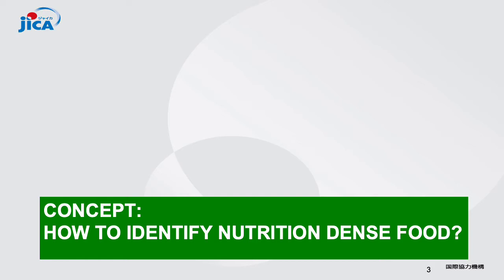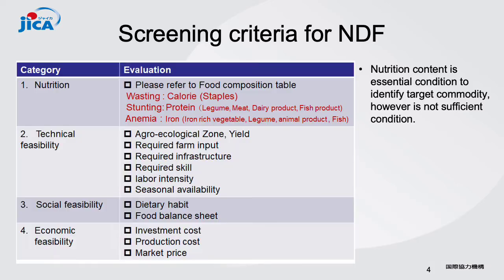How to identify nutrition-dense food. Screening criteria for nutrition-dense food. As we have already discussed, the most important criteria for nutrition-dense food is content of nutrient. It depends on the type of undernutrition we are tackling.